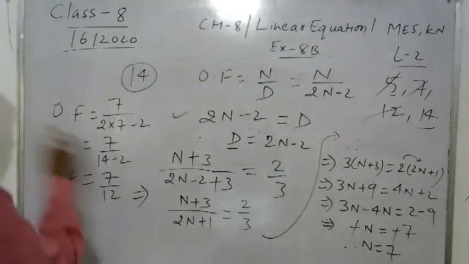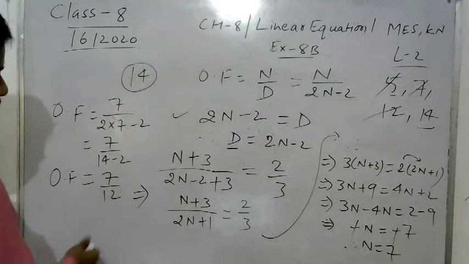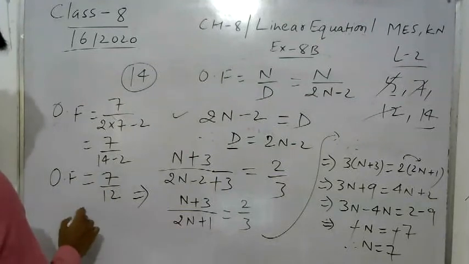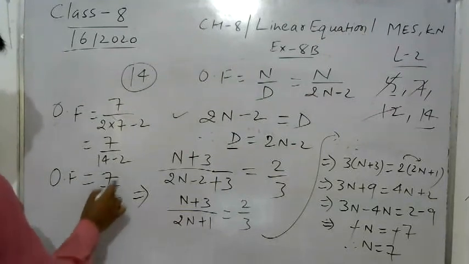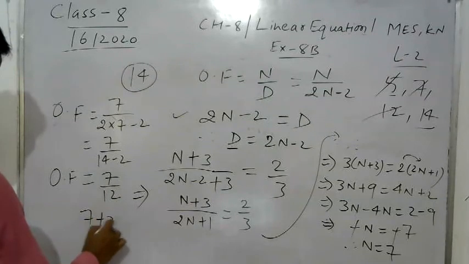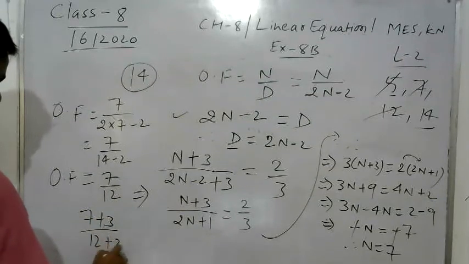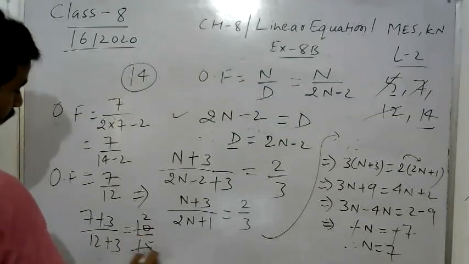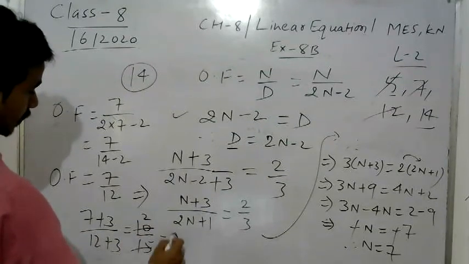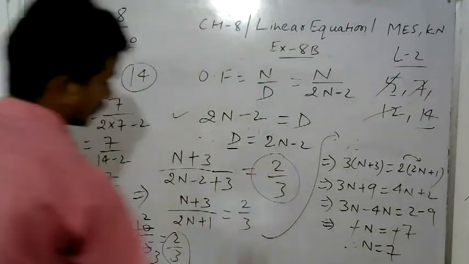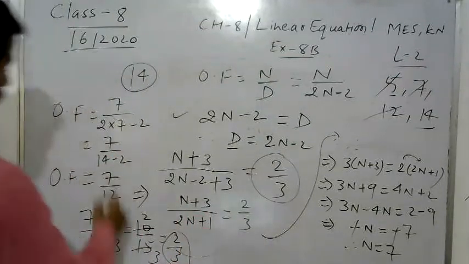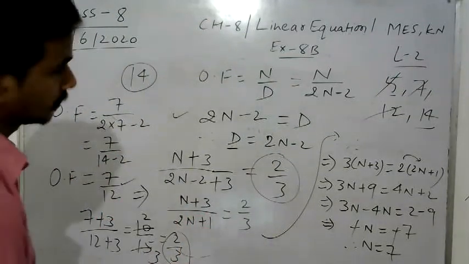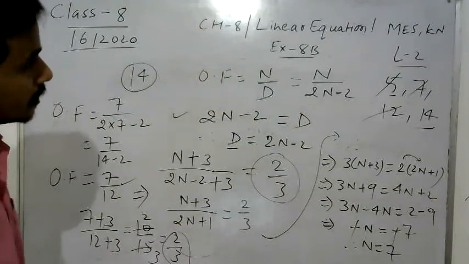You can also check if your solution is correct. Add 3 to both numerator and denominator. So 7 plus 3 divided by 12 plus 3 gives 10 by 15. 5 twos are 10, 5 threes are 15. So you are getting 2 by 3. Hence our solution is correct. 7 by 12 is the answer. In this way, you will solve this type of question.